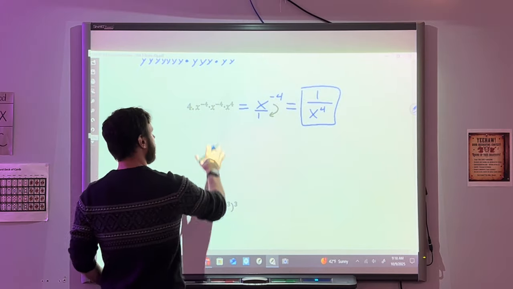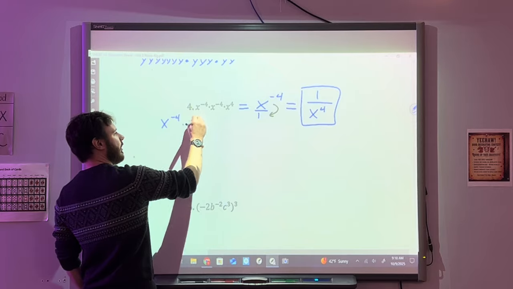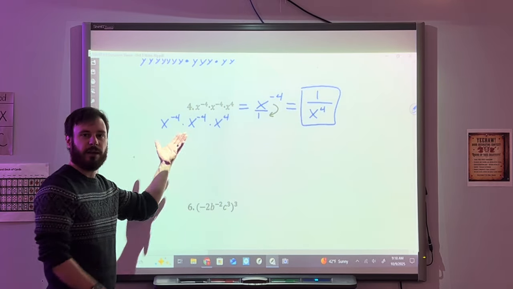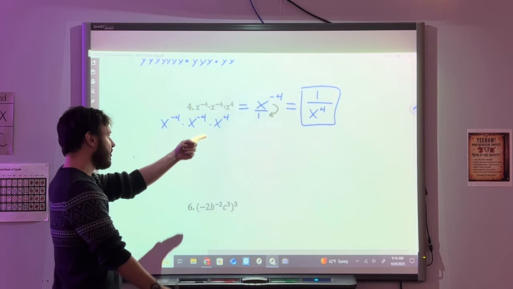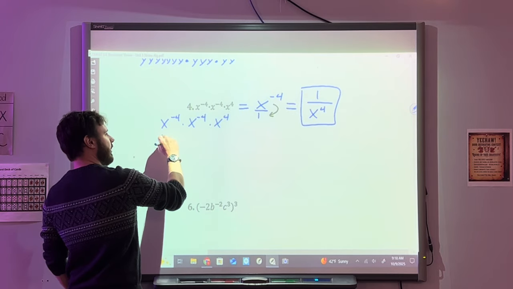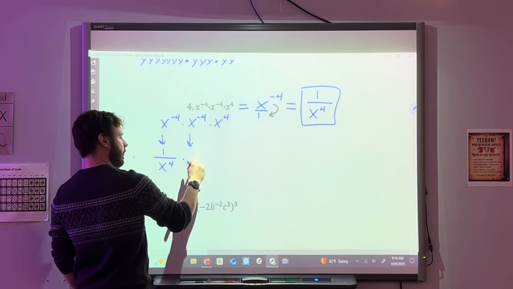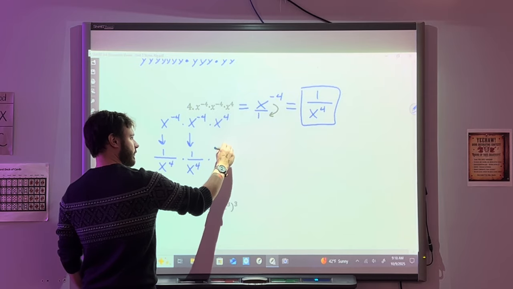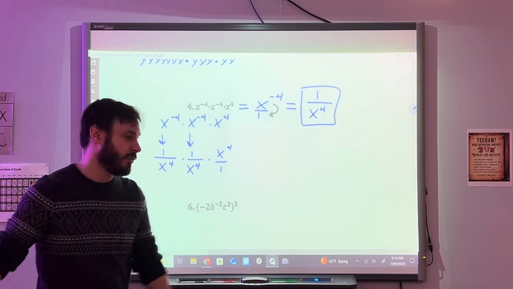Okay, let's take a look at this. I have x to the -4 times x to the -4 times x to the 4. Well, I can't have negative exponents, so this is going to need to go to the bottom. Just like that, this one's going to transform into 1 over x to the 4, and this one will do the same thing. And that last one is positive, so it can stay in the top.